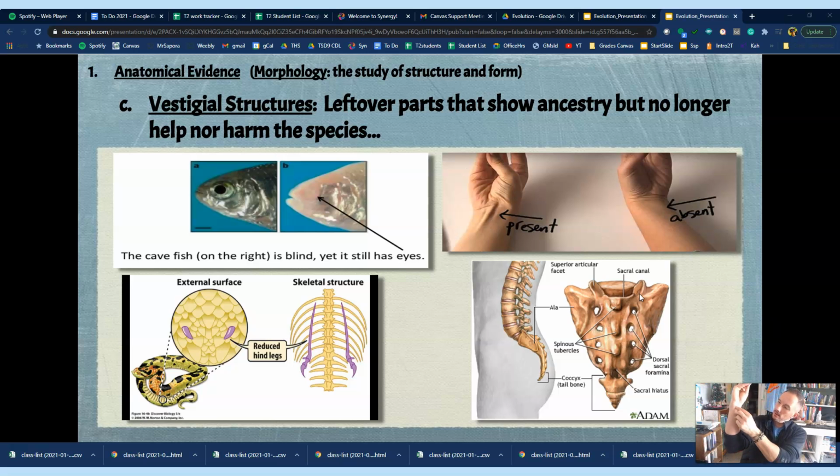Another cool one is this tendon right here. Check this thing out. See it popping right there. Oh yeah, it's popping.